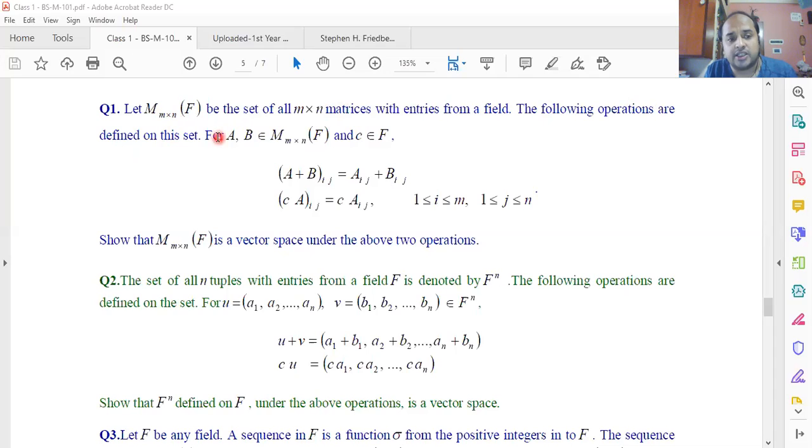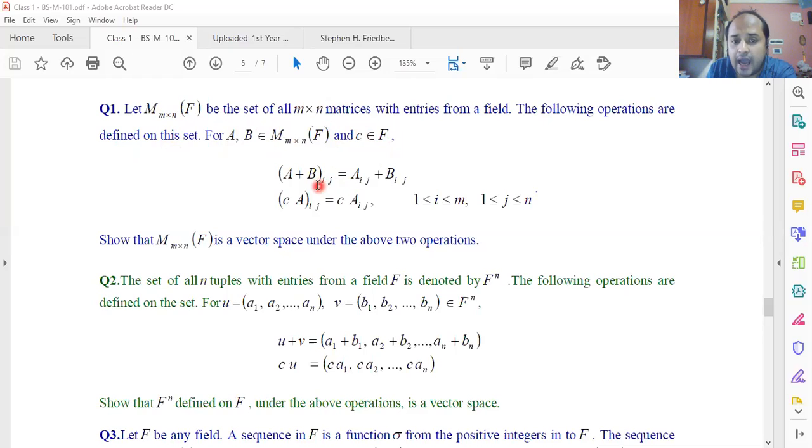The following operations have been defined over here. We have selected 2 matrices, capital A and capital B, from this particular set. And c is a number, a scalar quantity chosen from the field. Then what happens?